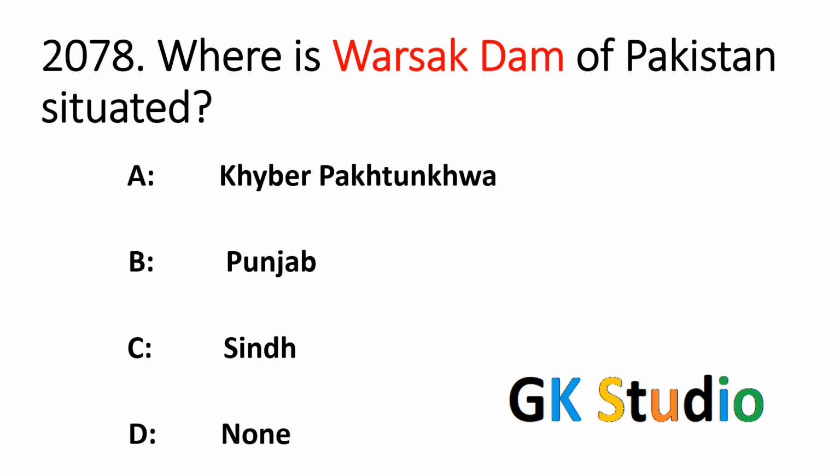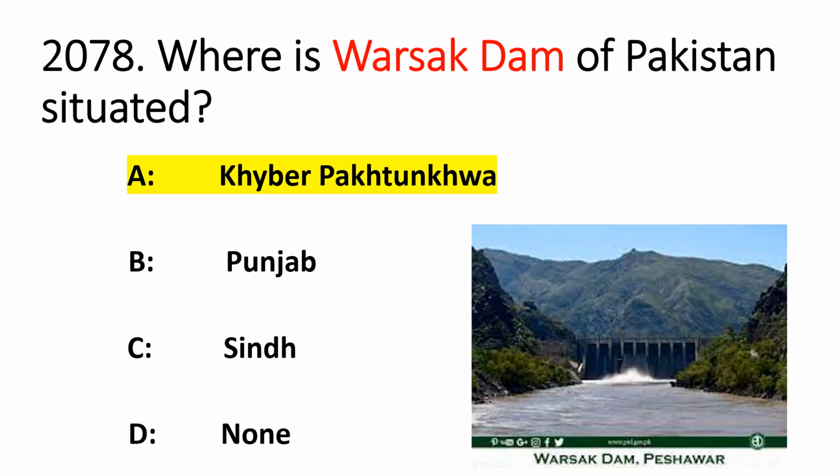Where is Warsak Dam of Pakistan situated? Khyber Pakhtunkhwa, Peshawar. Warsak Dam is situated in Peshawar, Khyber Pakhtunkhwa.